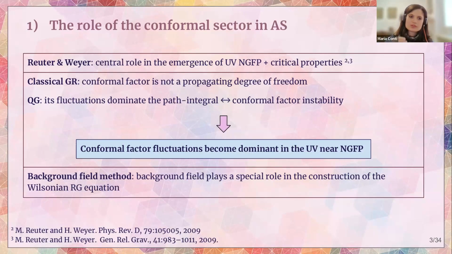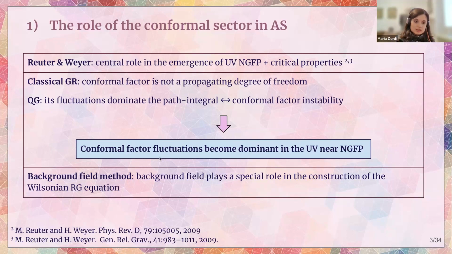To start off, I wish to speak to you about the conformal sector in asymptotic safety and why we care about it. To do so, I want to refer to these two very important papers by Voigt and Beyer, where they show the very central role of the conformal sector in the emergence of the UV non-Gaussian fixed point together with its critical properties. The idea is that while in classical GR the conformal factor is not a propagating degree of freedom, in quantum gravity its fluctuation actually dominates the path integral. This is due to the conformal factor instability, which is a fancy way of saying that the corresponding kinetic term has the wrong sign. The overall effect is that the conformal factor fluctuations become dominant in the UV near the non-Gaussian fixed point. In a sense, this is the big sum-up of why we care about the conformal sector.